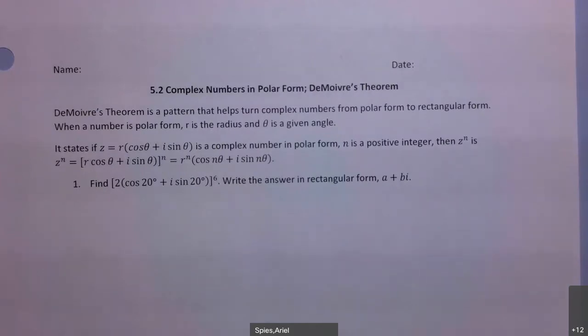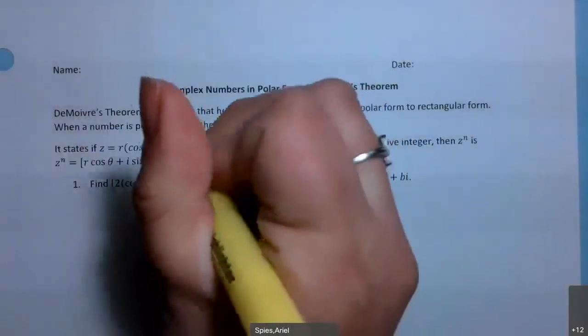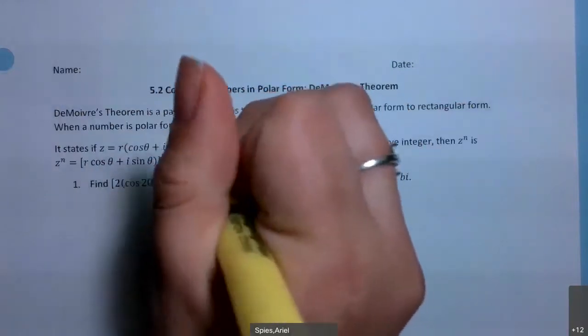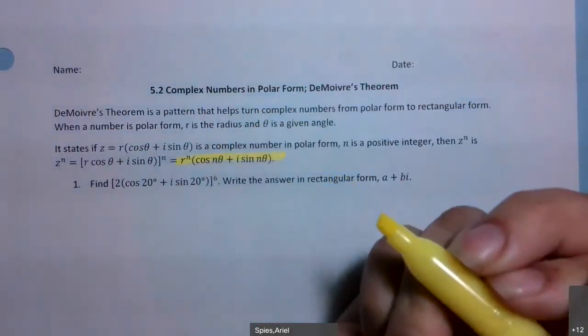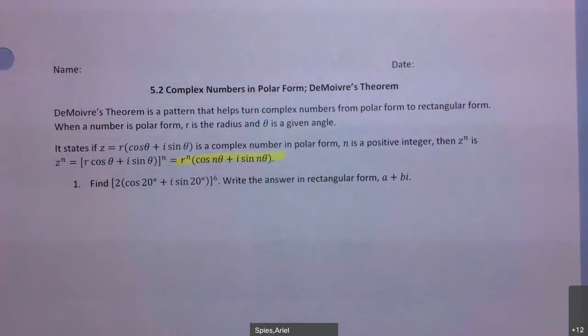It states that if I have a coordinate point that is equal to r times cosine theta plus i sine theta, I can turn it into a complex number using this formula, which is r to the n power times cosine n theta plus i sine n theta.